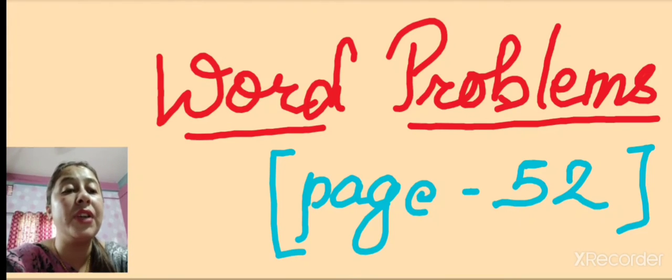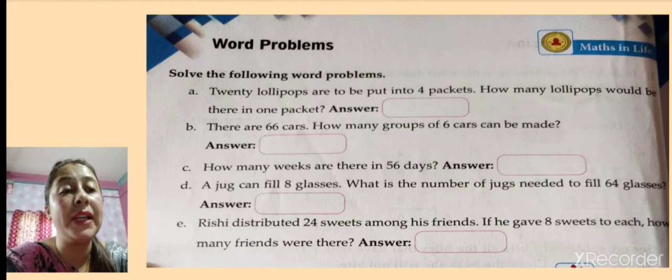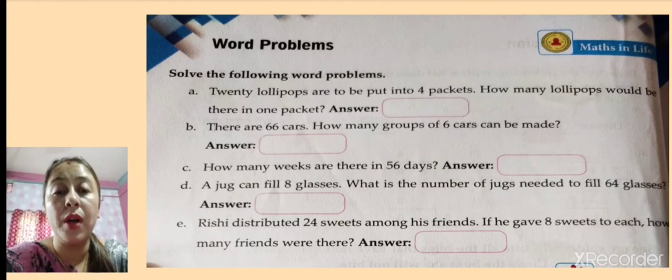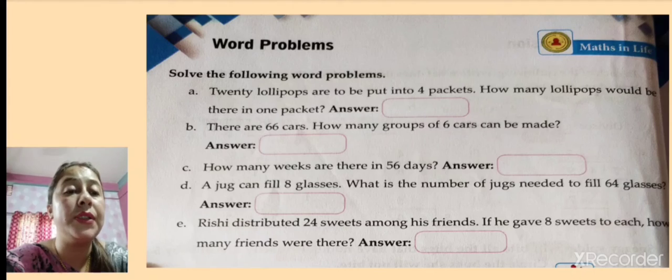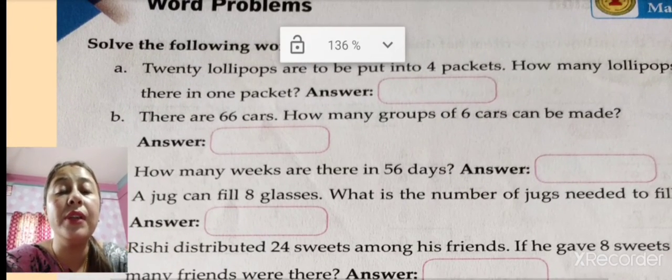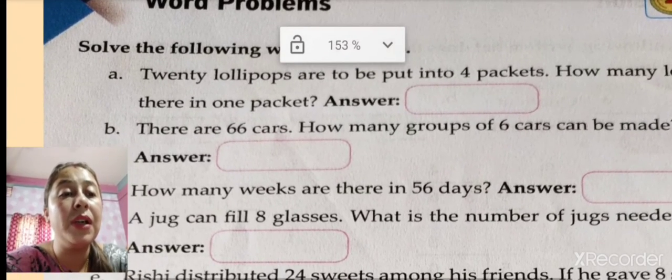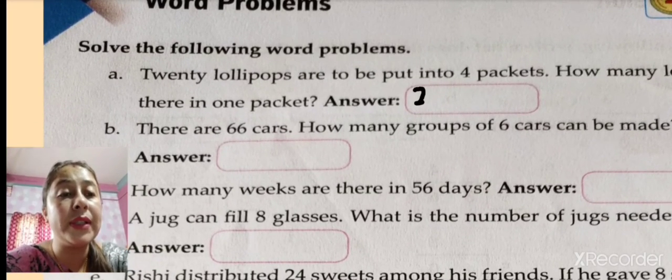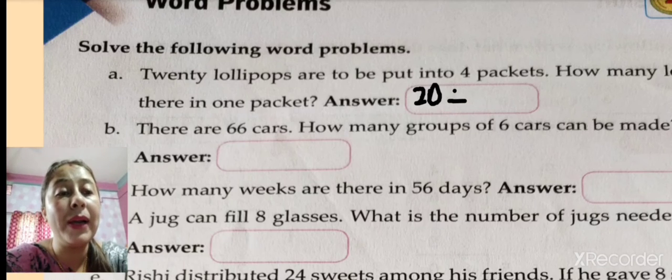Now next, children, we will do word problems from page number 52. So let us solve the following word problems. Let us read question number 1A. 20 lollipops are to be put into 4 packets. How many lollipops would be there in one packet? So how many lollipops are there? There are 20 lollipops. So we will write 20 first. And how many packets are there? There are 4 packets. So it will be divided by 4.